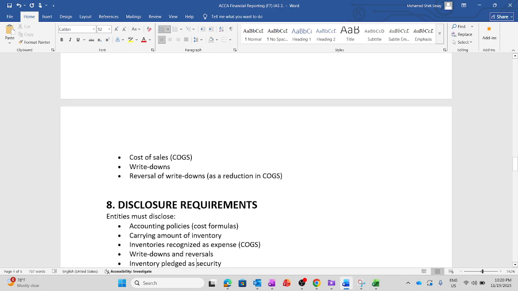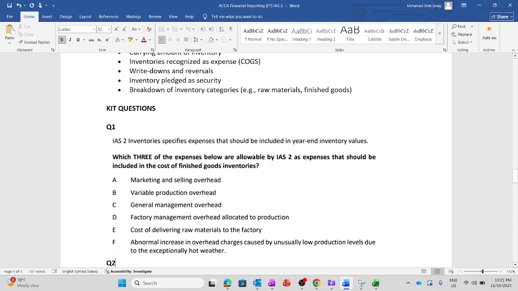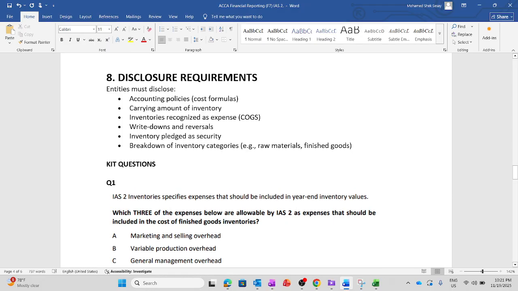So now you're going to look at disclosure. Inventory is not much difficult. We just need to be careful of how we can account for the cost. So now we can look at the disclosure requirements.